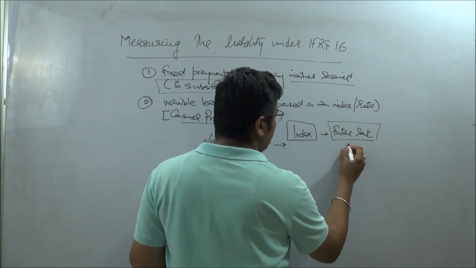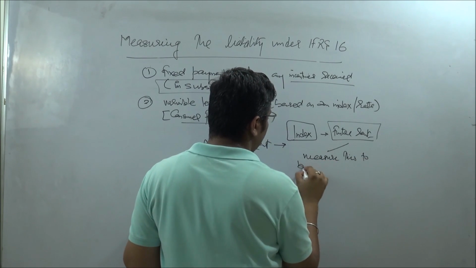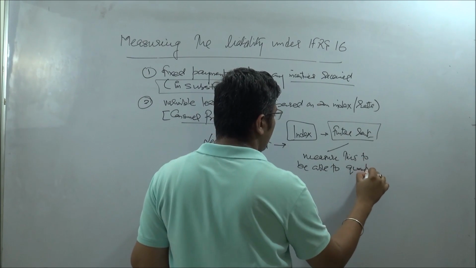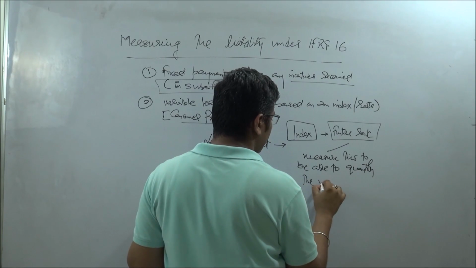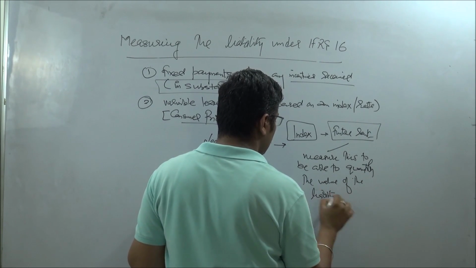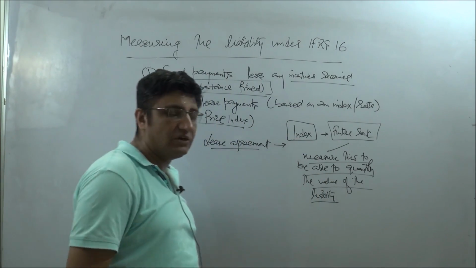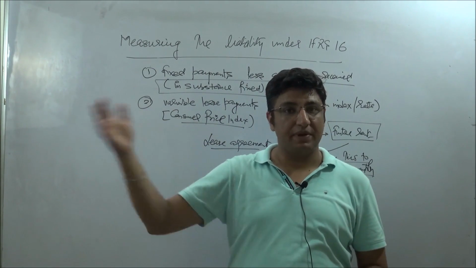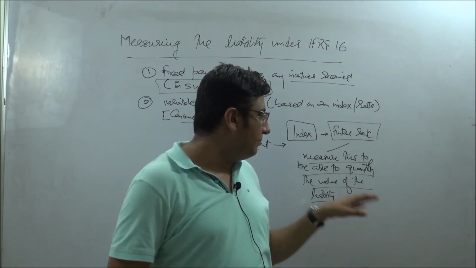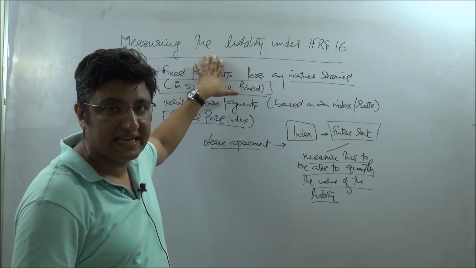So I need to measure this to be able to quantify the value of the liability. So I need to measure this amount. Of course, if I need to use a discounting because the payments are happening at a later point in time, I need to bring this into consideration for the purposes of measurement of my lease liability, right?